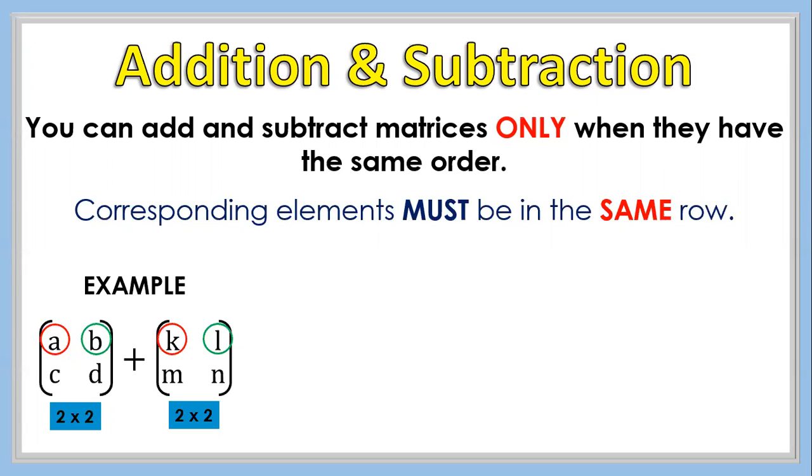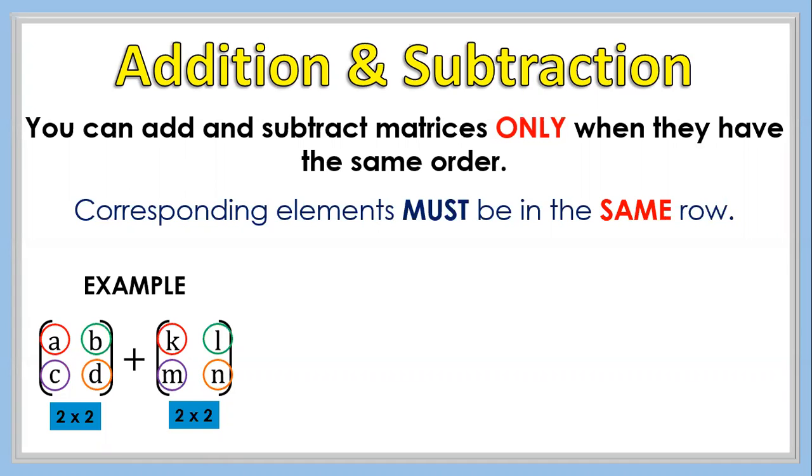Now, there are no more members in the first rows, so we can move on to the members of the second row. So we can add third with third. So C plus M and fourth with fourth. D plus N.